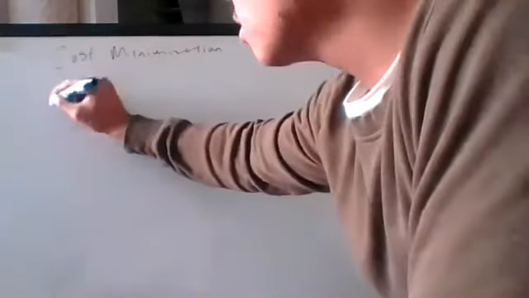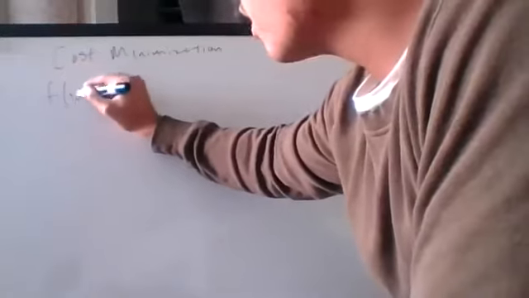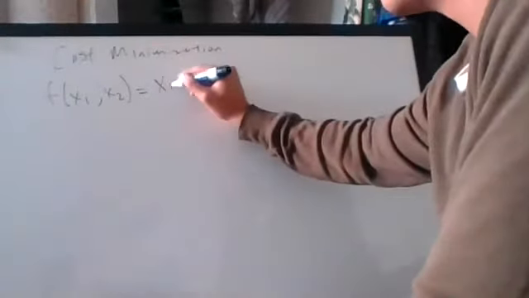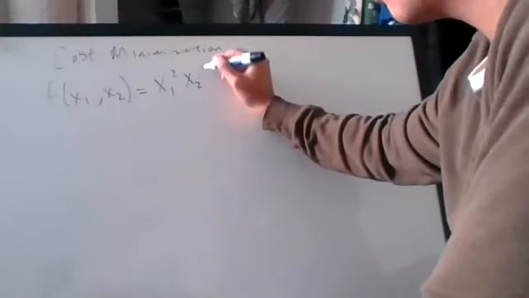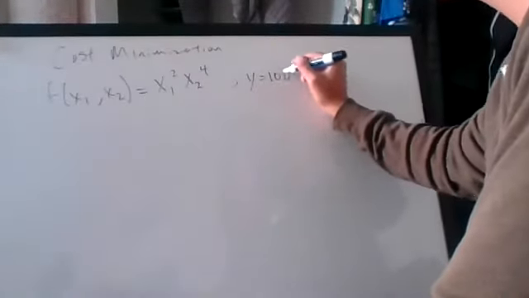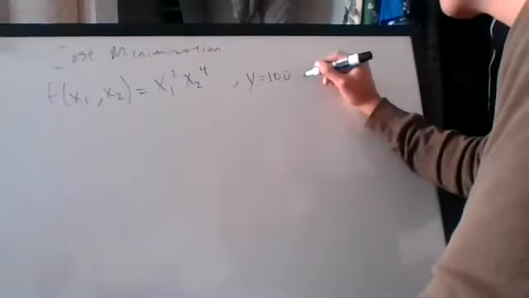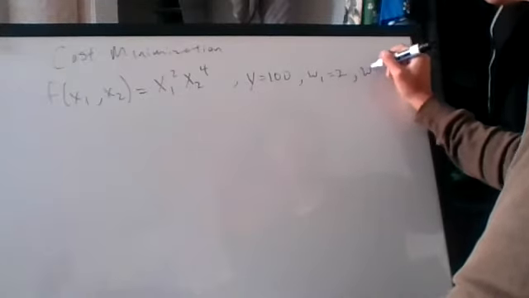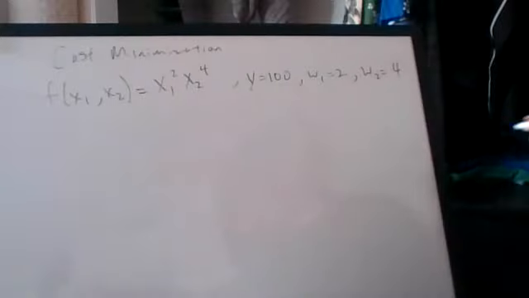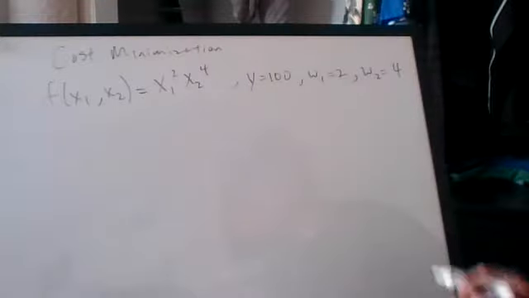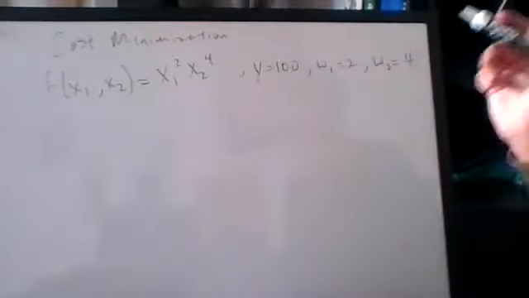So let's say that we have a production function f of x1, x2 equal to x1 squared times x2 to the fourth. We are set to produce 100 units, and the costs of our inputs are 2 and 4 respectively, meaning that this is the cost of input 1 and this is the cost of input 2. Okay, so how do we approach this problem?